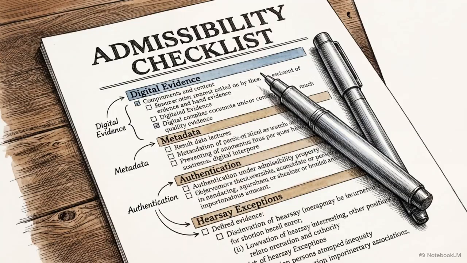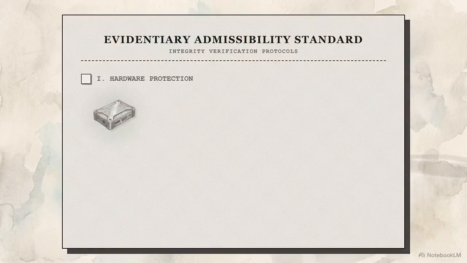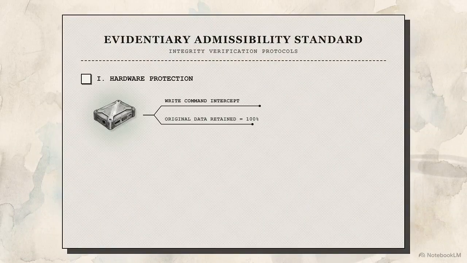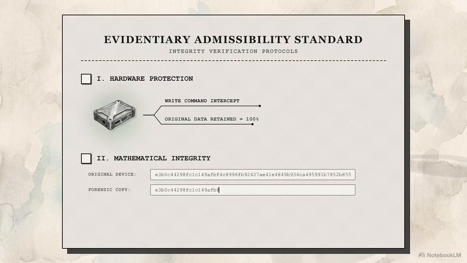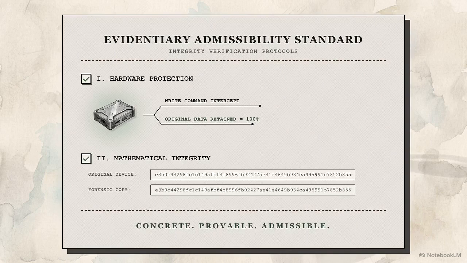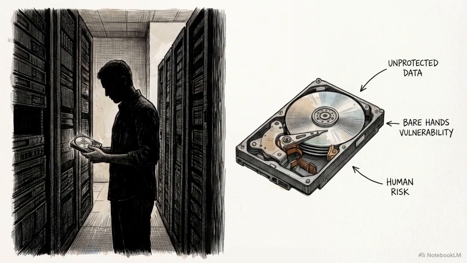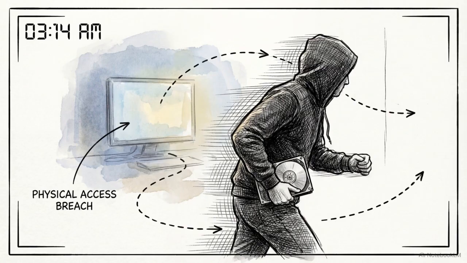We can now return to the courtroom checklist the examiner drafted at the beginning of the investigation. This diagram connects our technical solutions directly to those legal questions. The hardware write blockers and the hashing algorithms provide concrete, provable answers. Yet there is a remaining human vulnerability. Even perfect cryptographic math cannot save a case if the court cannot verify who had physical access to the hard drive before it was hashed.